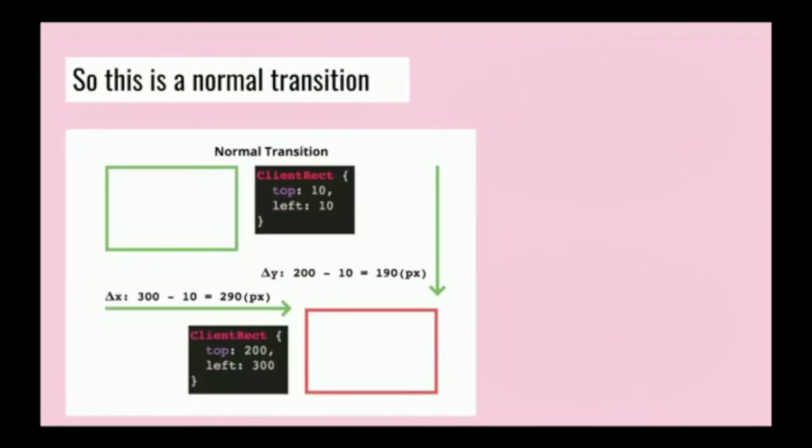So that's the normal transition. As you can see, we take the initial point where the element was displayed and we just move it from the point X to the point Y, right?